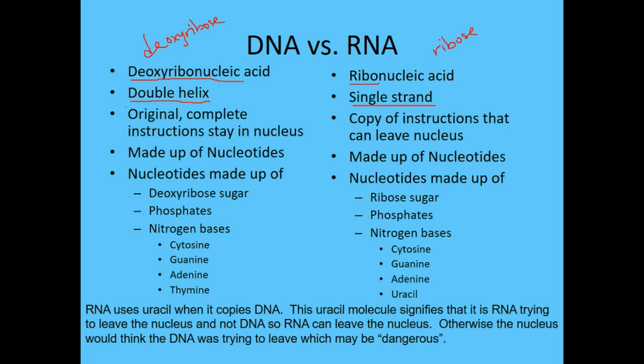So there are four bases in DNA: C, G, A, and T. And then in RNA there are basically the same four bases, except instead of T you have U, or uracil. So there's a big difference there when it comes to pairing, and we'll get into that in a little bit.